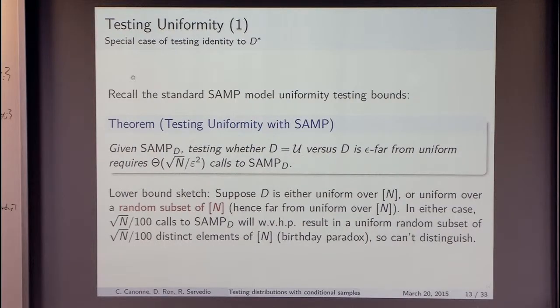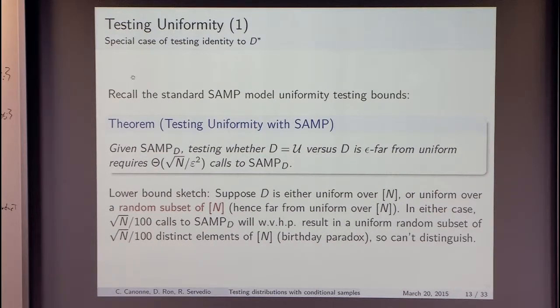And just to very briefly sketch the lower bound, really all I should have on this slide is the words birthday paradox, right? If your distribution is uniform and you make root n over 100 calls, you're just going to see root n over 100 different points. And if your distribution is not uniform, but it's uniform over, say, a random subset of half the domain, then again, if I chose the subset randomly, behind the scenes before the process starts, and you make root n over 100 random calls, you're going to see, again, a completely uniform random subset of root n over 100 distinct points. So just a quick sketch that you really need something like root n many samples if you just have IID draws from the distribution to distinguish between uniform and something far from uniform.